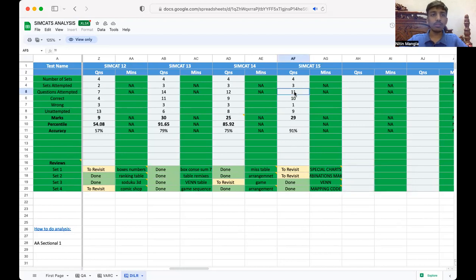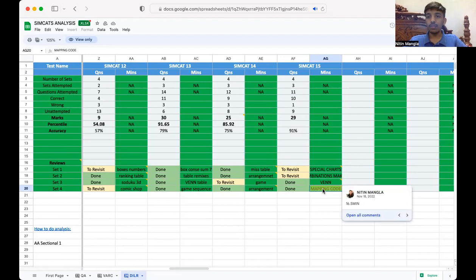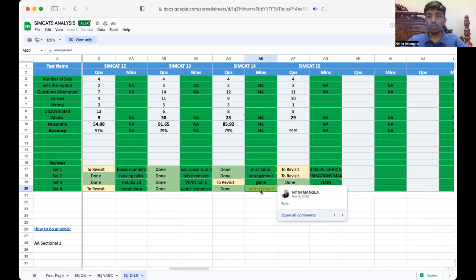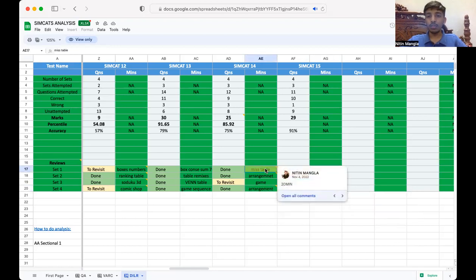Sorry, there was not a specific question. So yeah, with Venn diagram I was very much okay. And mapping code, see, this took me 60 minutes. So this was my weakness part, and I was able to overcome it. Arrangement 9 minutes, missing table 20 minutes. So this was my missing part. I have to revise it again and again.